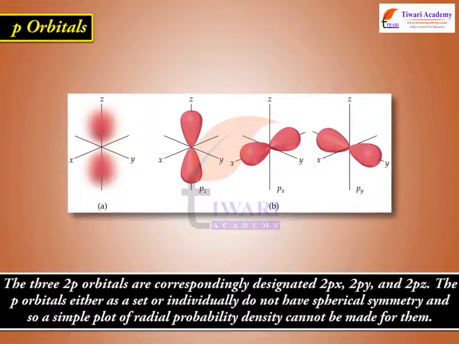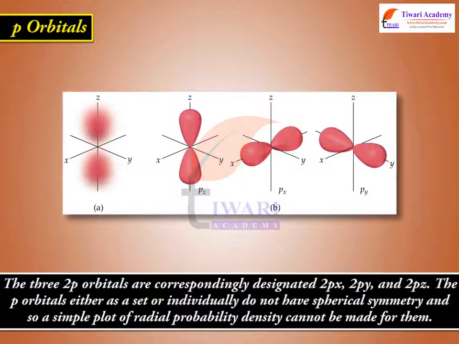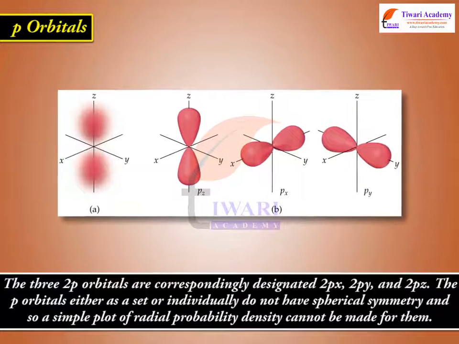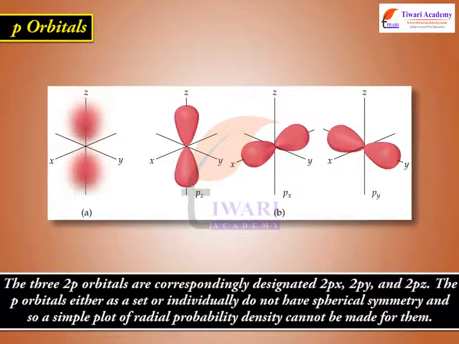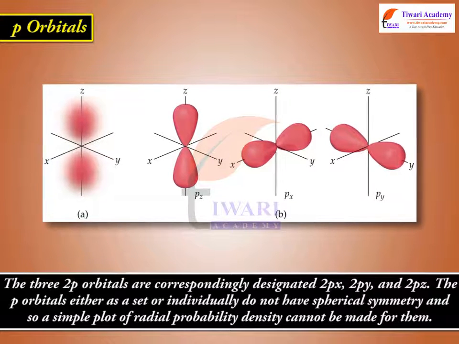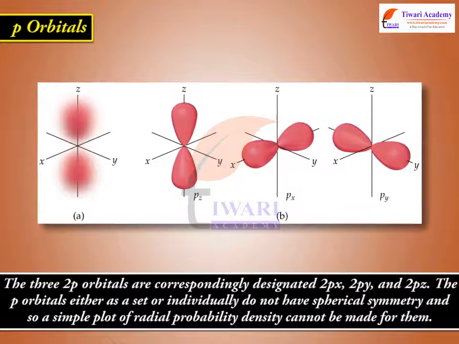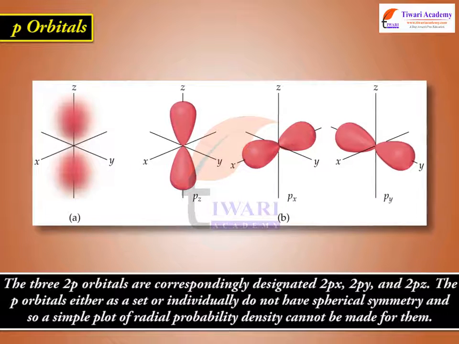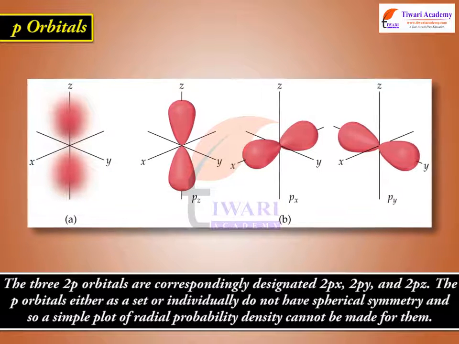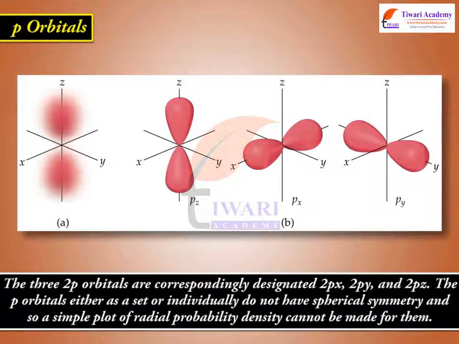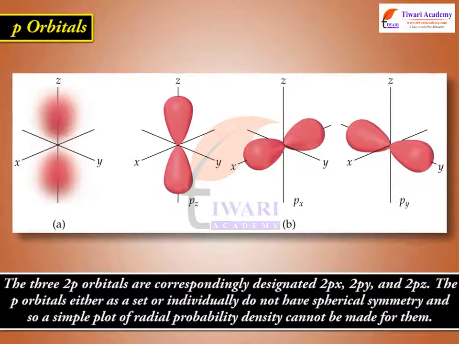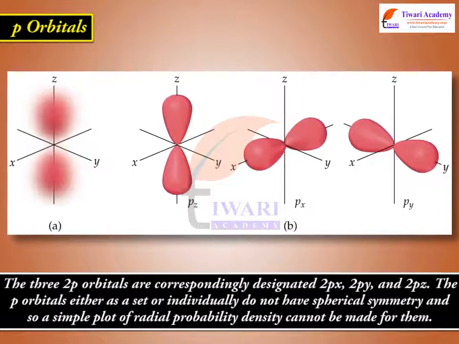The 3 2p orbitals are correspondingly designated 2px, 2py and 2pz. The p orbitals, either as a set or individually, do not have spherical symmetry, and so a simple plot of radial probability density cannot be made for them.